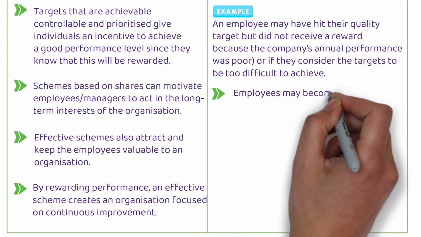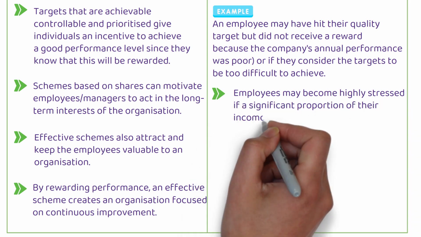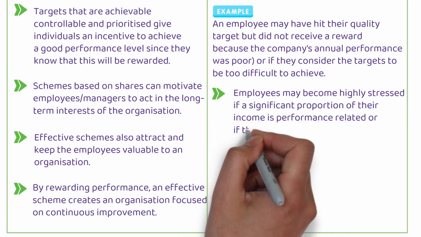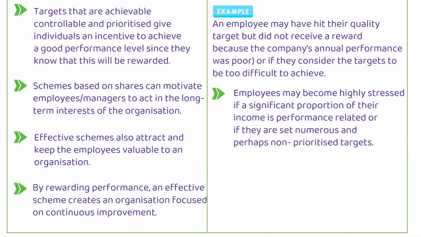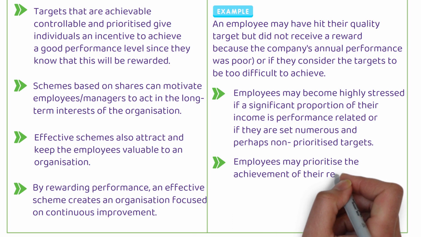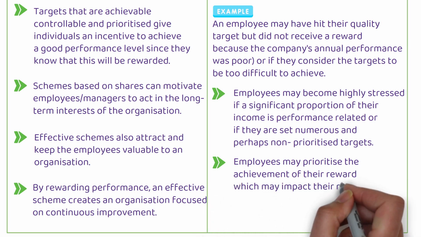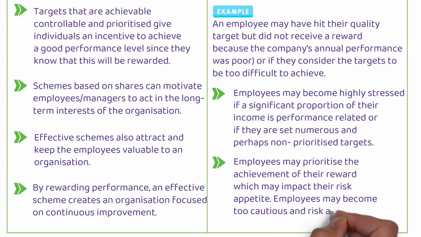Employees may become highly stressed if a significant proportion of their income is performance-related, or if they are set numerous and perhaps non-prioritized targets. Employees may prioritize the achievement of their reward, which may impact their risk appetite. Employees may become too cautious and risk-averse, or conversely, they may take bigger risks.